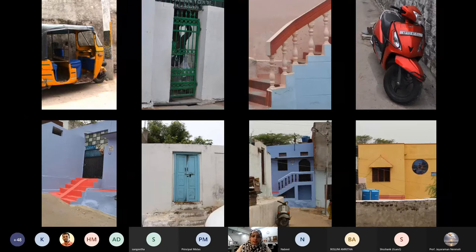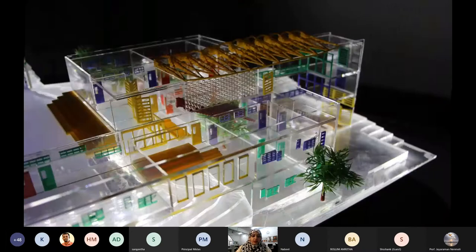We also took some inspiration or some cues from the neighboring context. So the context is really important as well. The neighborhood, the neighboring houses, we looked at the colors that were used there, and then we decided to use some primary colors along with green and orange in a very controlled manner in pops of color throughout the school.